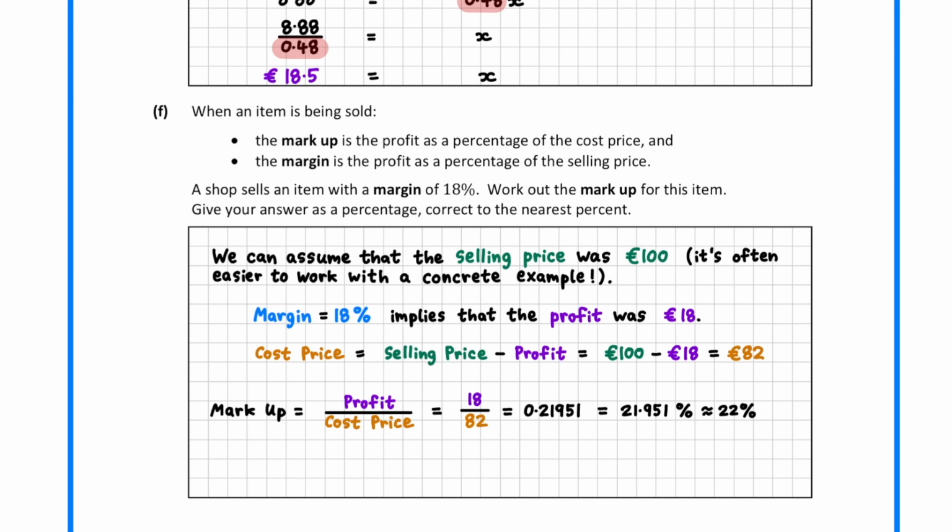In part F, we are told that a shop sells an item for a margin of 18%, and we must find the markup. It's useful here to work with concrete numbers, so let's assume that the selling price was €100. The margin being 18% implies that the profit would be €18. The cost price is the selling price minus the profit, which comes out as €82. To find the markup, we divide the profit, 18, by the cost price, 82. Written as a percentage, correct to the nearest percent, we get a final answer of 22%.